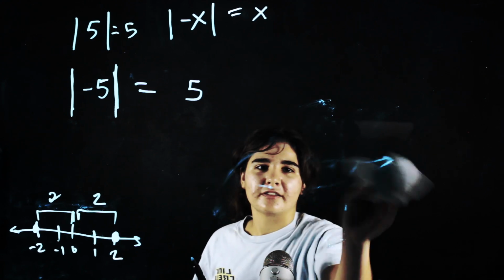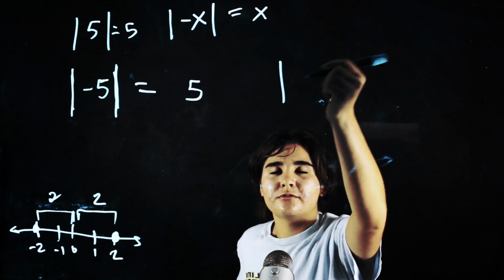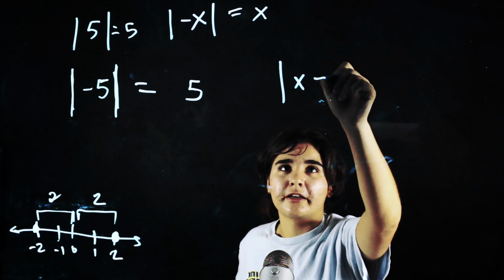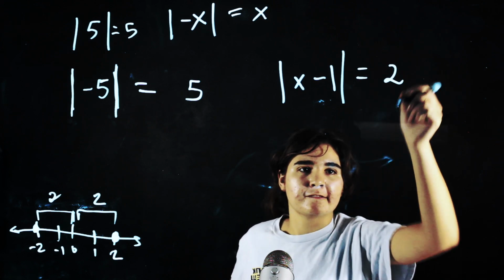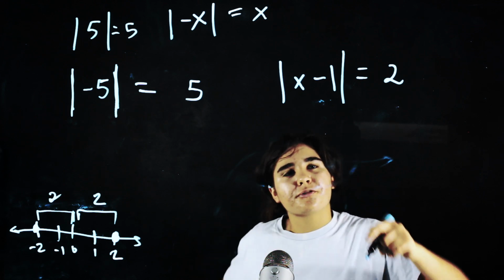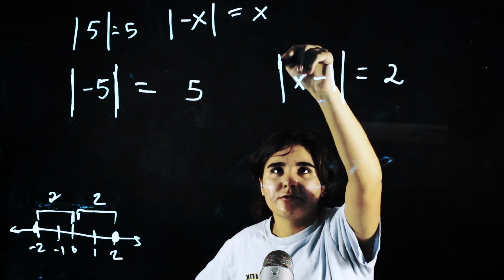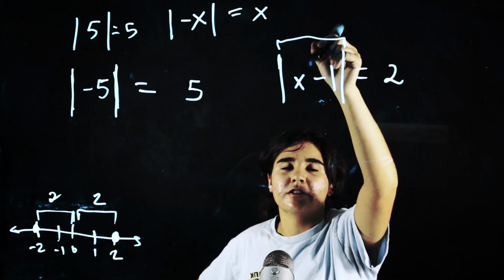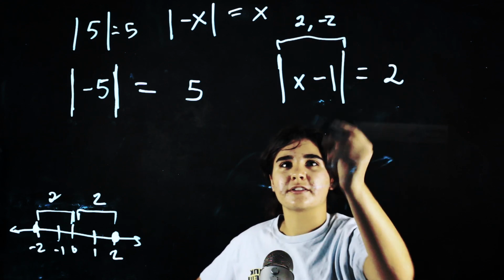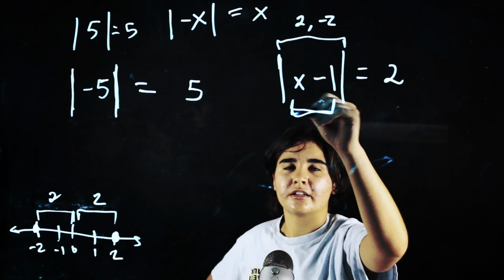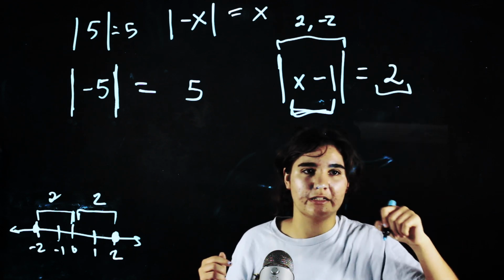So I'm just going to give an example of a problem of how you can use this. Let's say we had the absolute value of x minus 1 is equal to 2. So we're trying to get some value of x so that the number inside of this absolute value is either 2 or -2. Because if the number inside of the absolute value is -2, the absolute value is still going to make it a positive 2 at the end of the day.